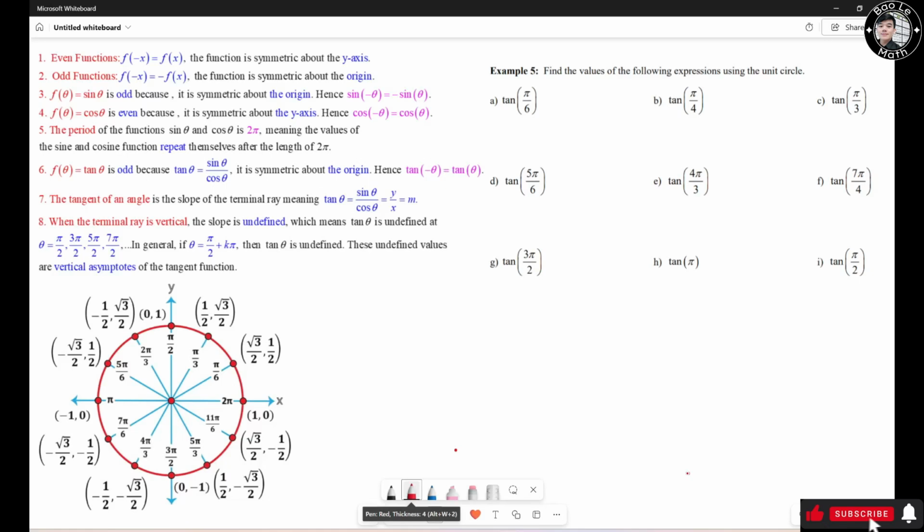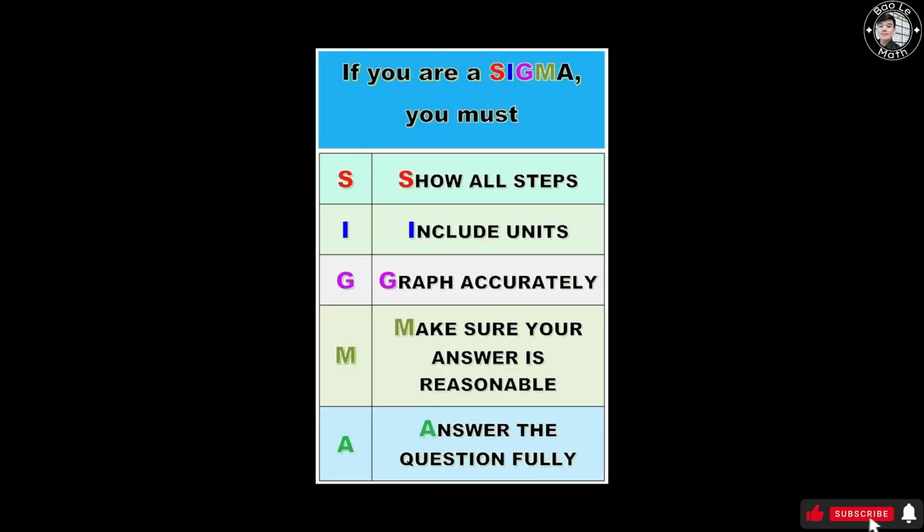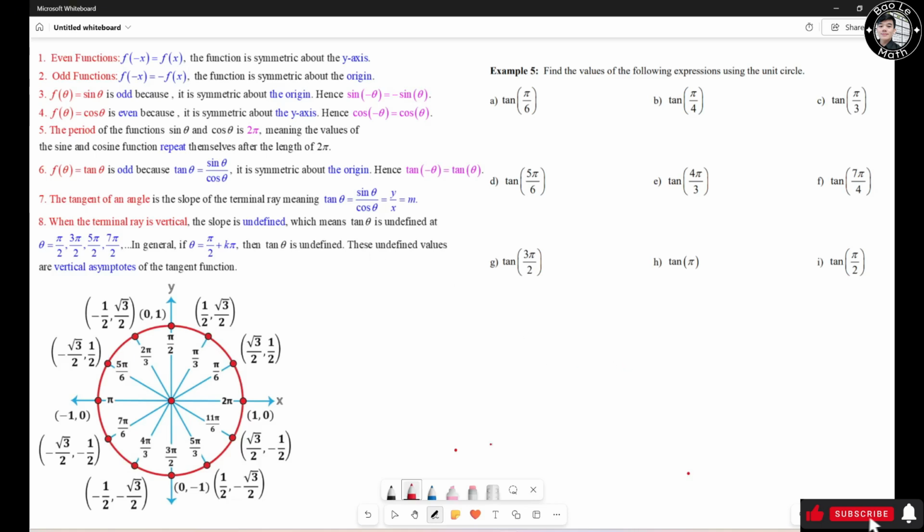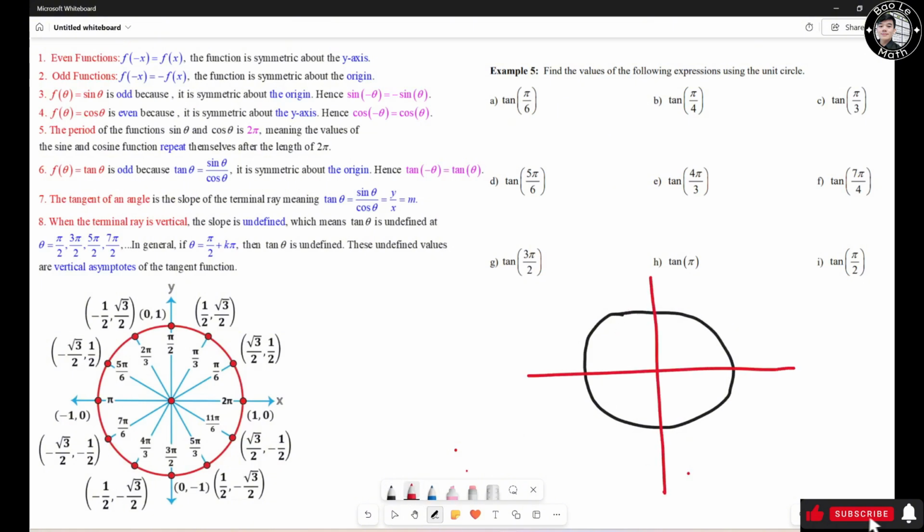Hello everyone. In this video, we're going to learn how to evaluate the tangent of an angle. So we learned before that on the unit circle, the x-axis represents the cosine function and the y-axis represents the sine function. So this is the y values and this is the x value.